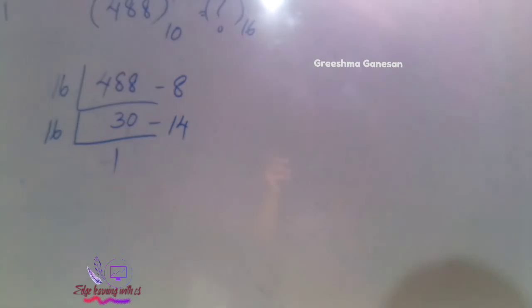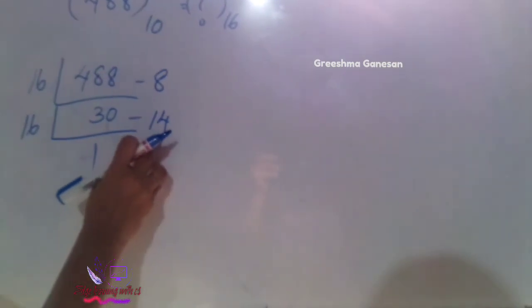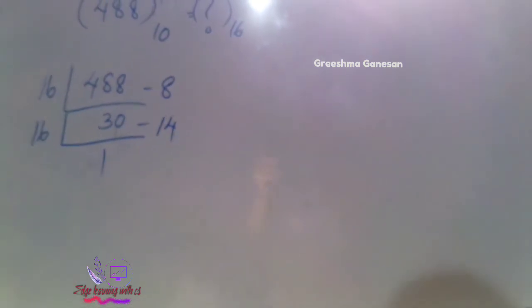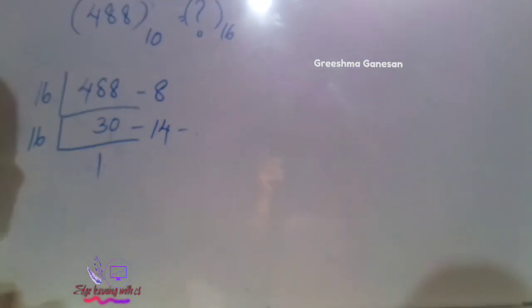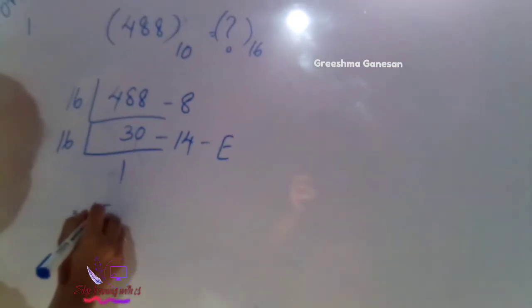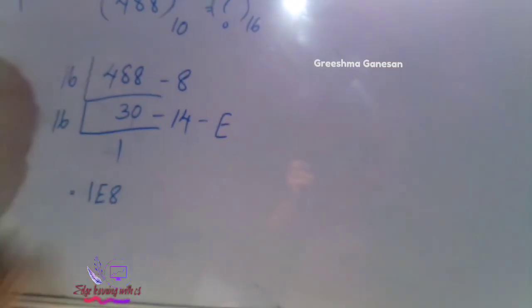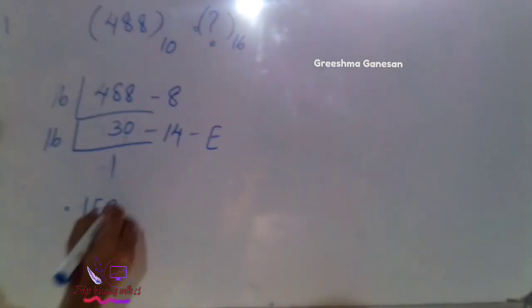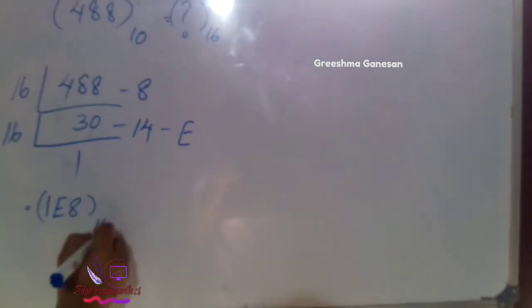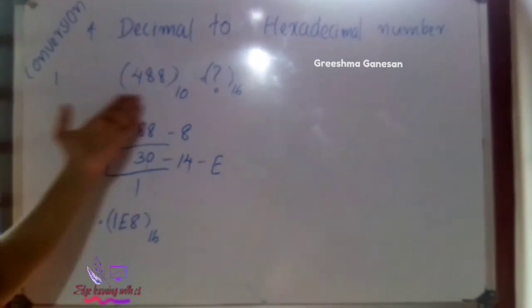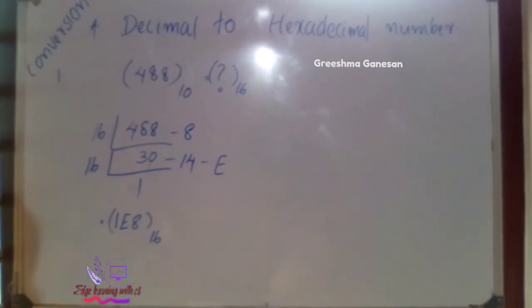Then we have to find the hexadecimal equivalent of 14. What is its equivalent? Yes, it will be E. Then we can rewrite the answer like 1E8. So this will be our hexadecimal equivalent for this 488, which is a decimal number.